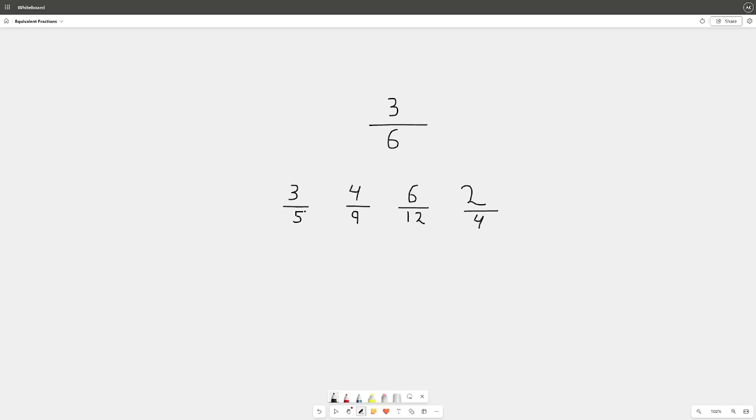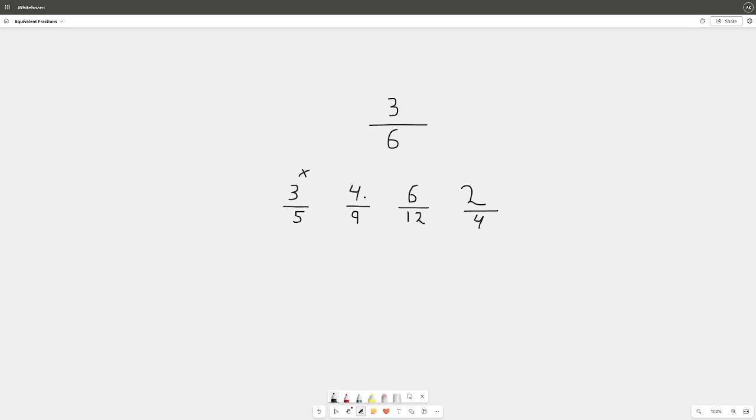That's going to be not equivalent because we have the bottom number that changed, but the top number stayed the same. Whenever one number changes and the other does not, that automatically would rule out it being an equivalent fraction. So we can put an X over that one. That's not gonna be an equivalent fraction.